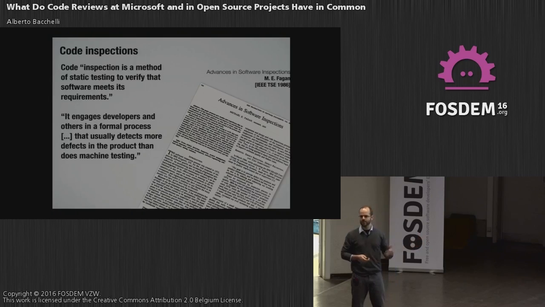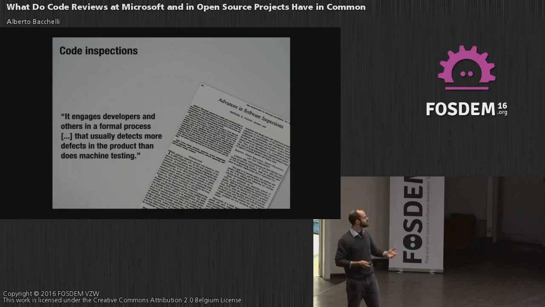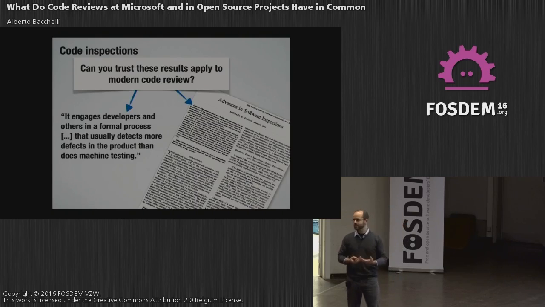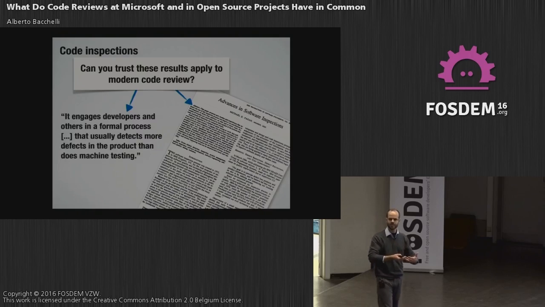But what we know about code inspections is that it engages developers and others in a formal process that usually detects more defects in the product than does machine testing. So the question that one can ask is, can we trust these results also on modern code review, that have the idea of inspecting code but are done in a completely different way? This is one of the things you want to test before going on and writing things about code reviews. So how can you empirically test what's going on?